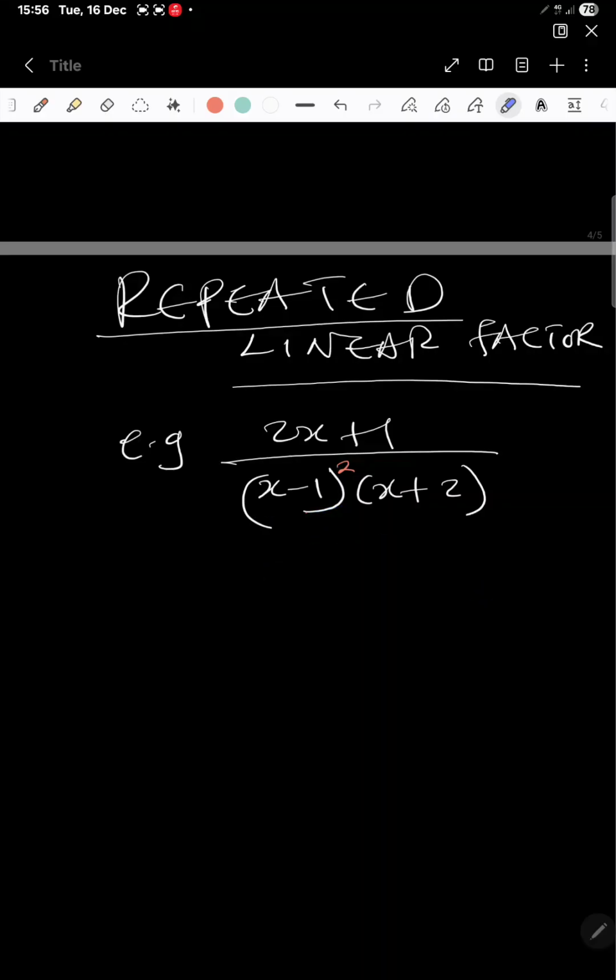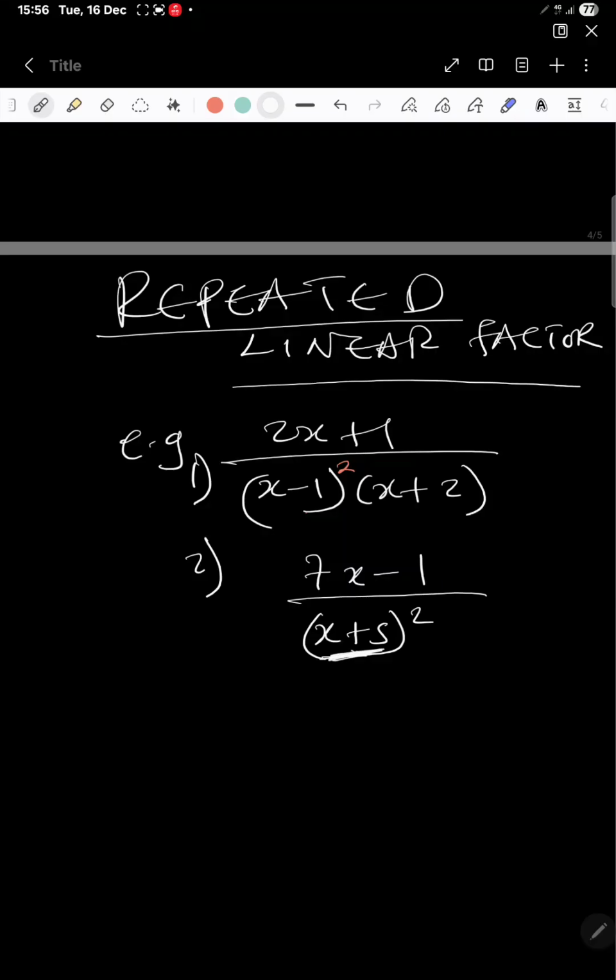All right, another example that we can give here: this is number 1. Number 2, we can say we have 7x minus 1 over (x plus 5) squared, like that. This is also a repeated linear factor because what is down here is a linear factor, but it has a square, meaning it is repeating itself. Number 3, we can have 7 over x times (x plus 4) squared. This is also repeated because we have a linear factor which is repeating itself. So these are called repeated linear factors.